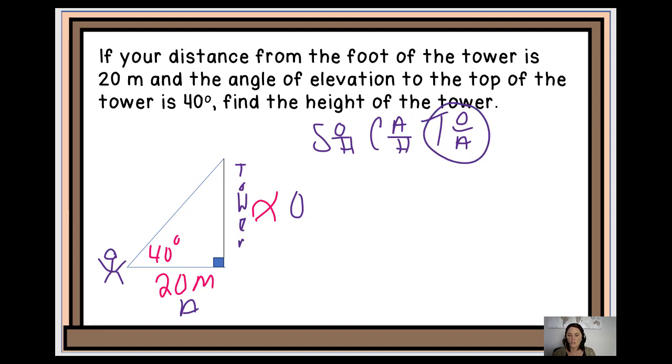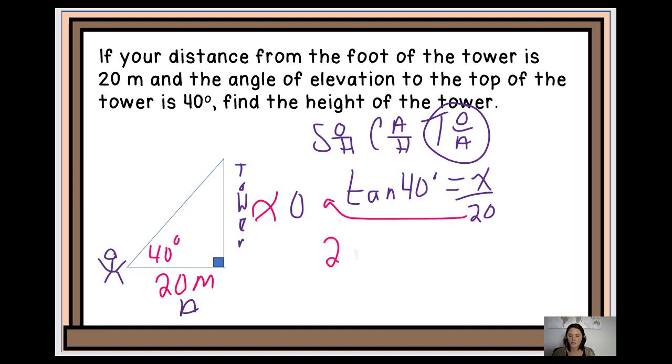So tan 40 degrees is equal to X over 20. Okay, we're going to notice that our X is in the numerator, so we're going to multiply by 20, move that next to the tan 40. So 20 times tan 40 equals X.